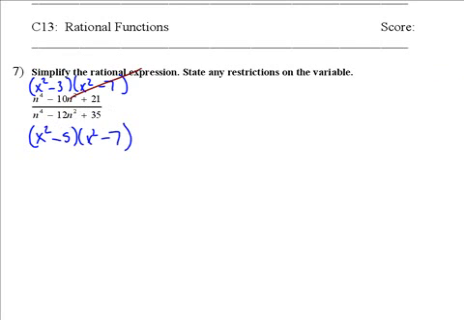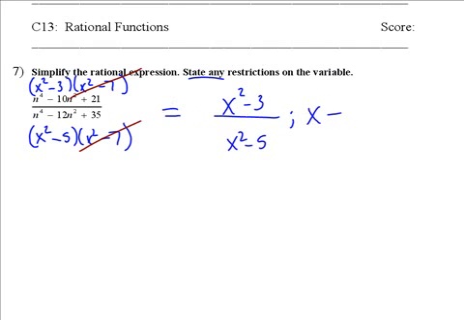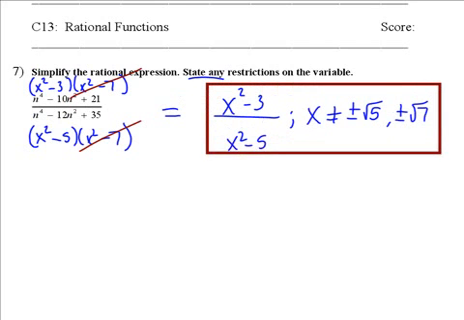These 2 factors are the same, so I can just knock them out, x squared minus 7 and x squared minus 7. So this whole thing simplifies to x squared minus 3 over x squared minus 5. I need to state restrictions. I'll go back to my original variable. I'll just keep saying x. X can never be plus or minus root 5 or plus or minus root 7, because that would give me a 0 in the denominator on these other two fractions. These other two factors, I should say. That's my final answer right there.